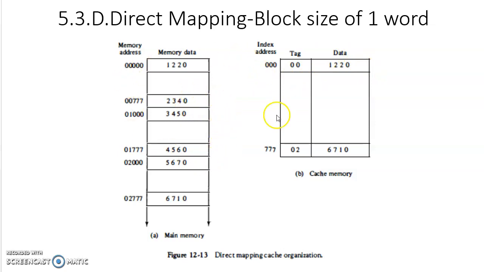This direct mapping cache has a block size of 1 word. That means when you bring data from memory to cache, you bring only one word. This is not that good, because of the sequential nature of programming you might need the immediately next word also, and you will have to go to main memory again, which is a time consuming process. That's why there is another type. There are different types of direct mapping cache memories with different block sizes.